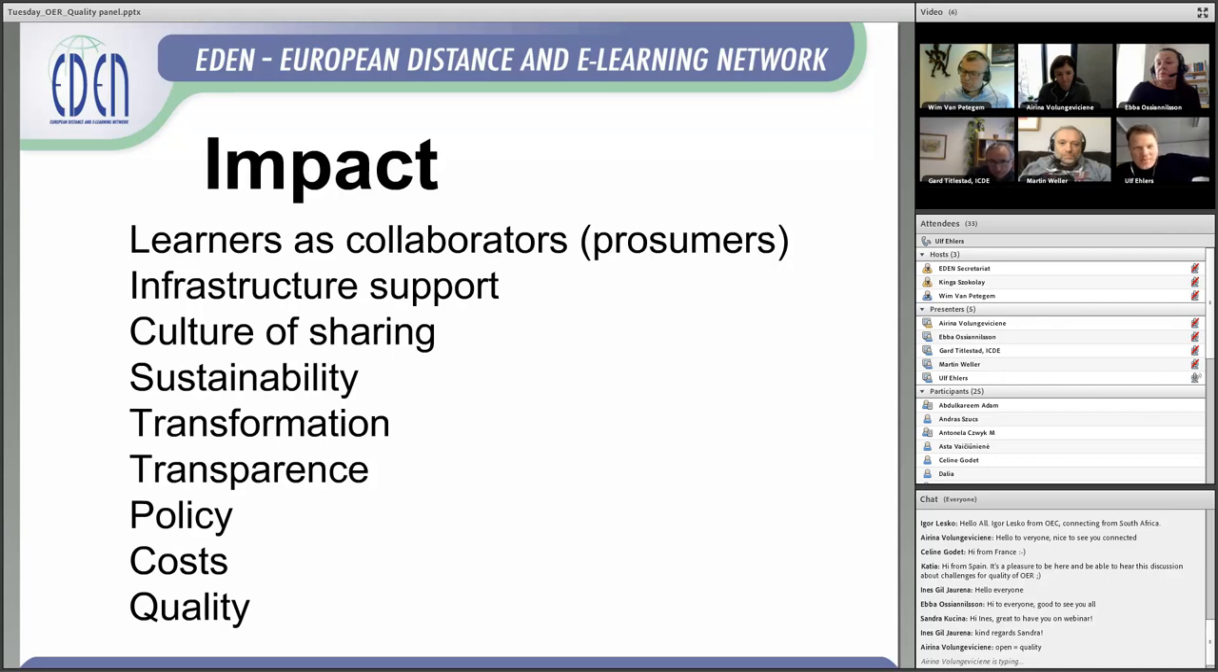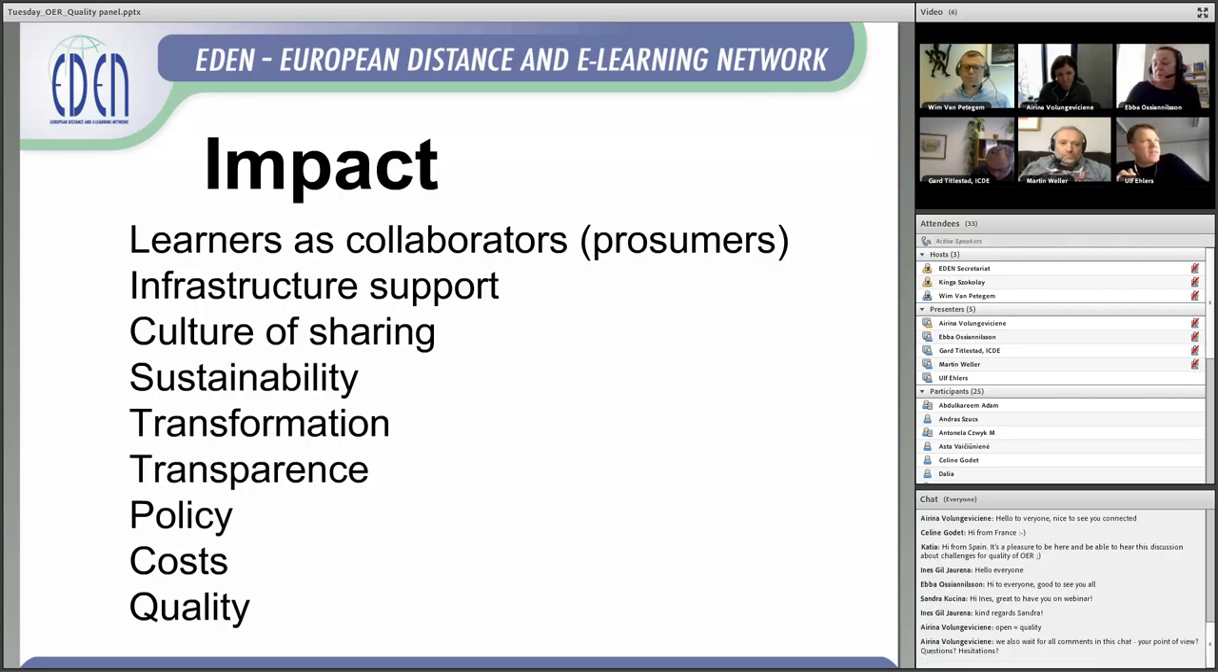I would like to add one thing or two things. We have done a lot of work on this issue of open educational resources and quality. And we came to the conclusion that what we actually would like to talk about when we talk about quality of OER is the quality of the educational process.